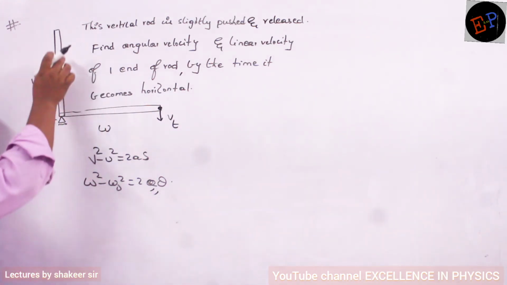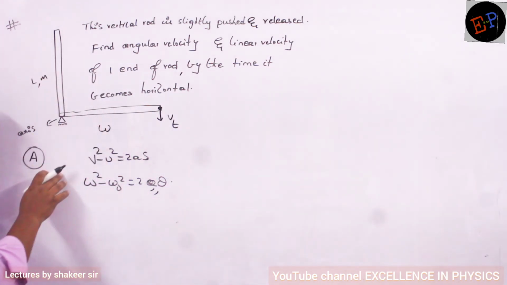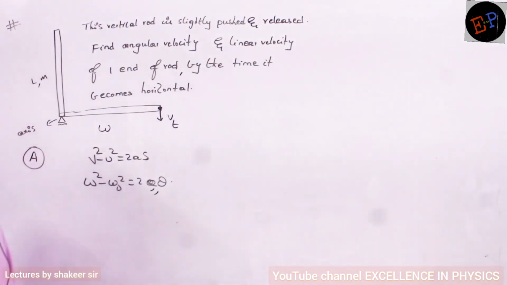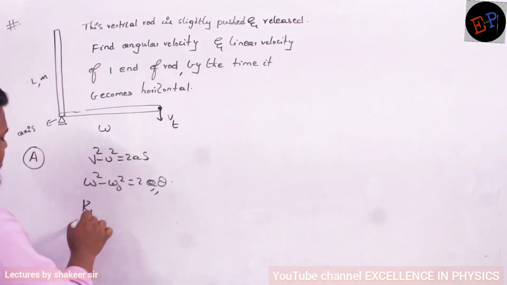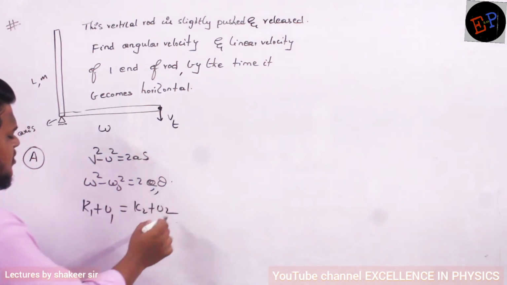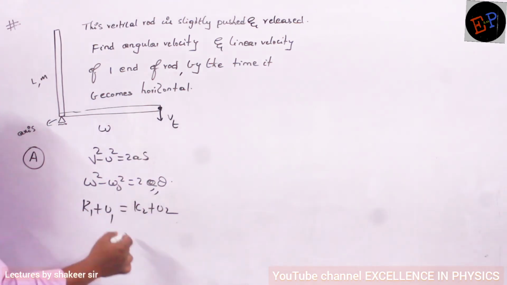So very simple. What is the force acting on this rod? Why is it coming downwards? Because the gravitational force is pulling the rod. Gravitational force is what kind of force? Conservative force. So because only conservative forces are acting, I can use this relation: K1 plus U1 is equal to K2 plus U2. Total initial mechanical energy is equal to total final mechanical energy.